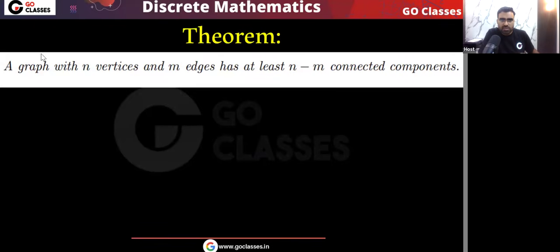Okay, so this is the theorem. A graph with n vertices, m edges has at least n minus m connected components. Means if you have n vertices, m edges, then the minimum, remember, the smallest number of components will be n minus m. At least these many connected components will be there. Okay, and the proof is actually a very cute proof. So let's see the proof.